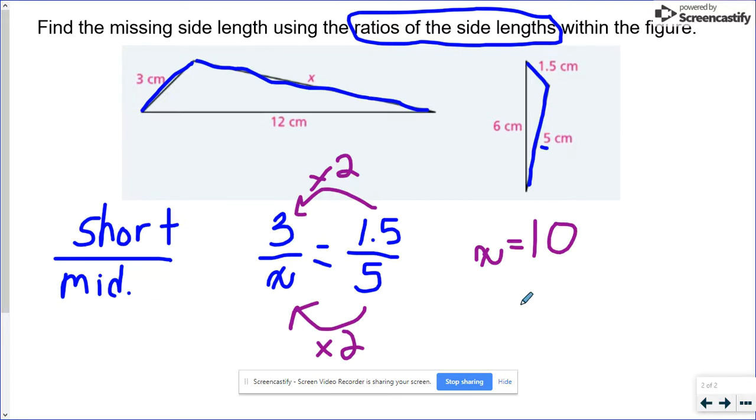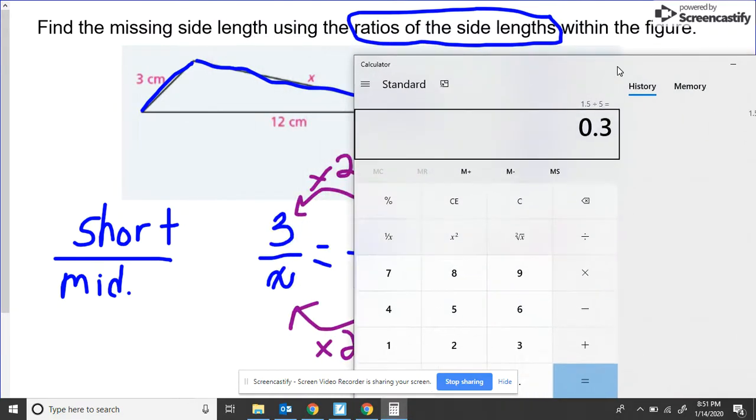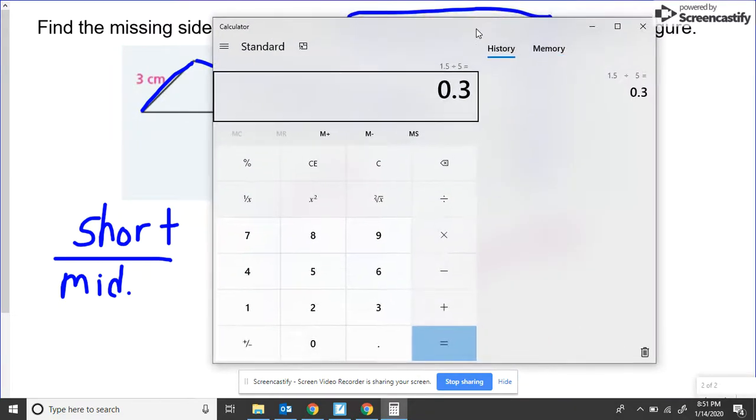And I can double check this by using the calculator and turning these into decimals as I need to. So if I want to look at it, I can take that 1.5 and 5. So I do 1.5 divided by 5, and that gives me 0.3. And then I can look at my other proportion, which I now know is 3 over 10. And you'll see that they are, in fact, equivalent, even if I turn them into decimals.